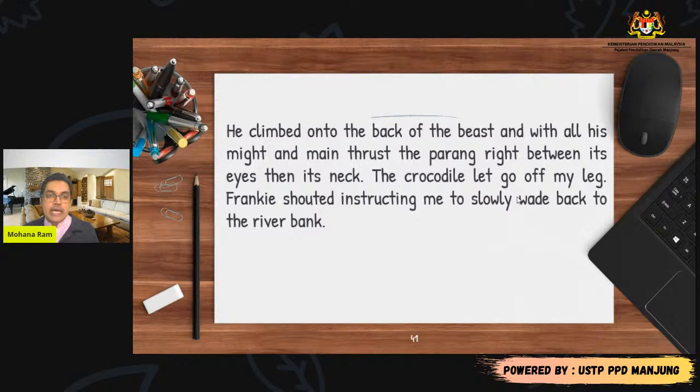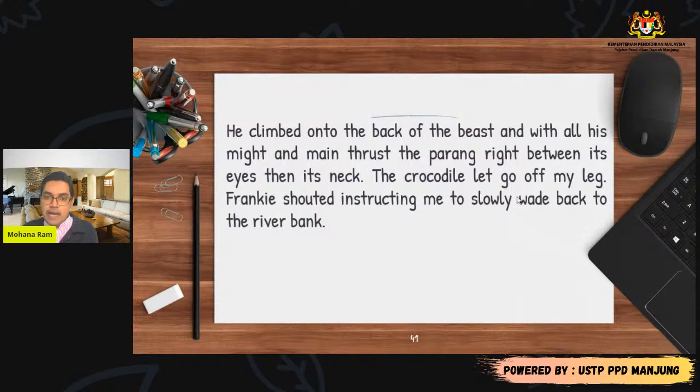So you see here, he climbed onto the back of the beast and with all his might and main. Might and main means all his strength. Might and main is a double emphasis. Might and main means all his strength. Thrust, cucuk, the parang right between its eyes, then its neck.